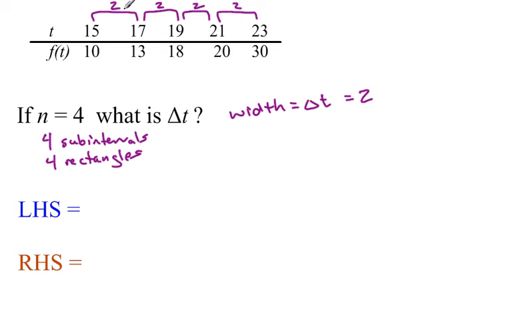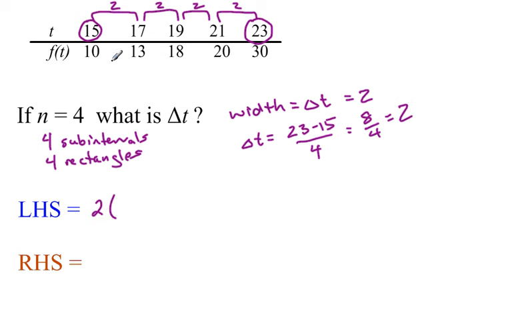Now I found 2 in this case by just looking at the chart and drawing out my 4 and seeing the difference. There is also a formula I can use, and that is delta t equals my maximum minus my minimum divided by the number of subintervals. So I could take 23 minus 15 and divide it by n, which is 4, and that would also get me to 2. So I now know my width is 2, and now left-hand sums, remember I'm going to use the left-hand heights.